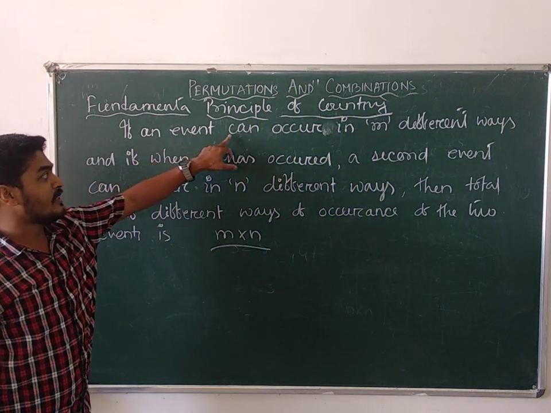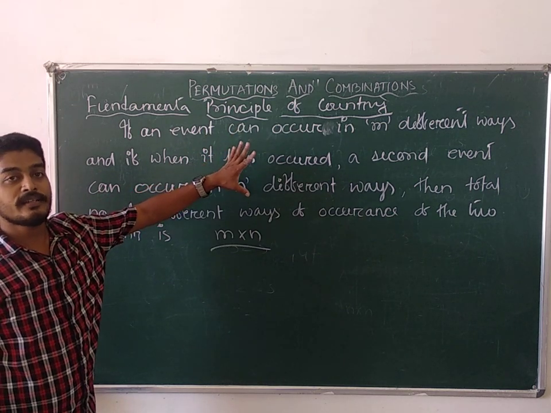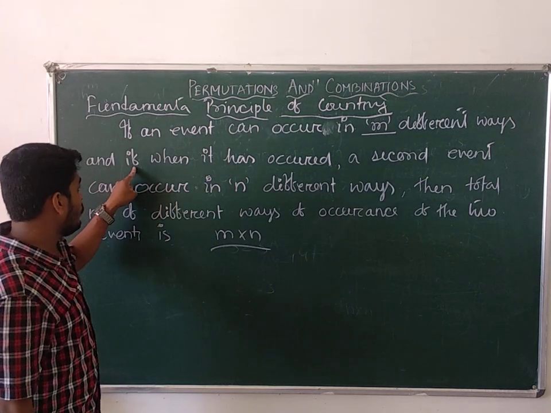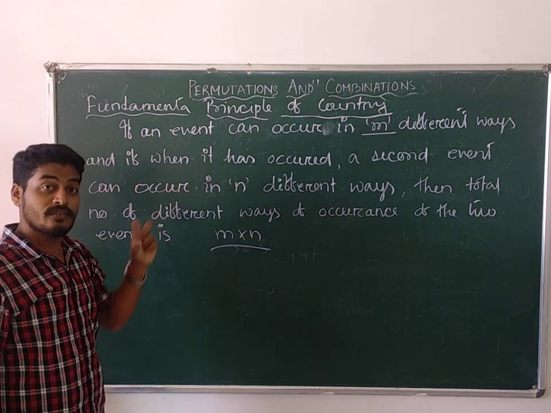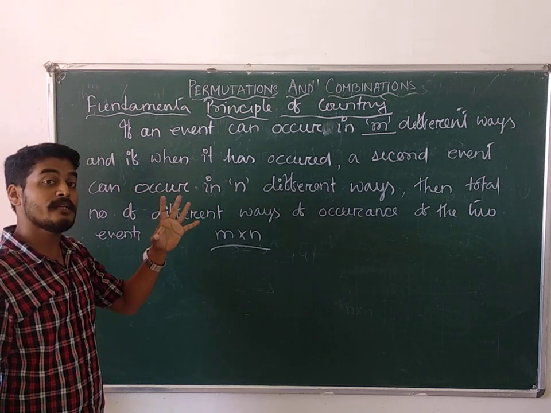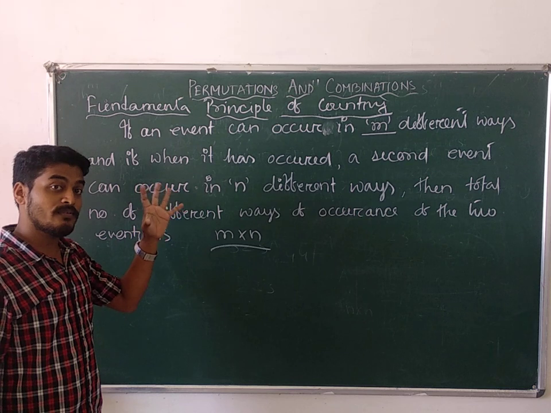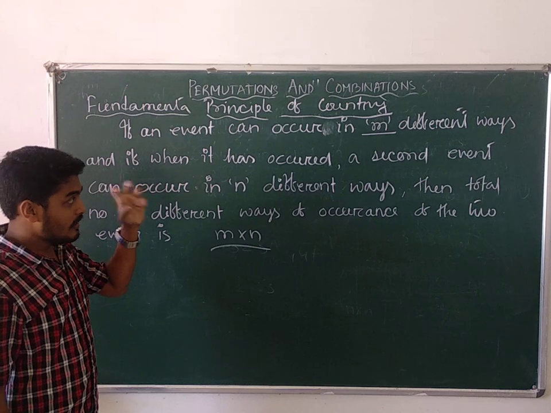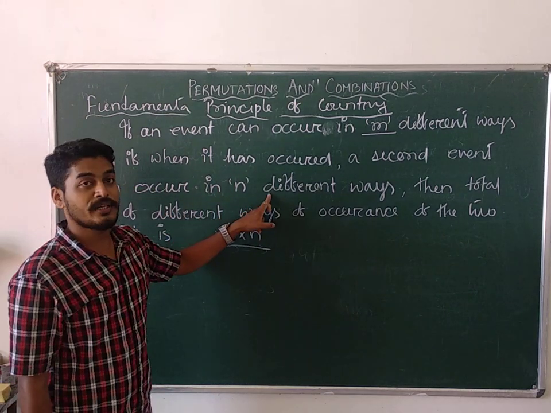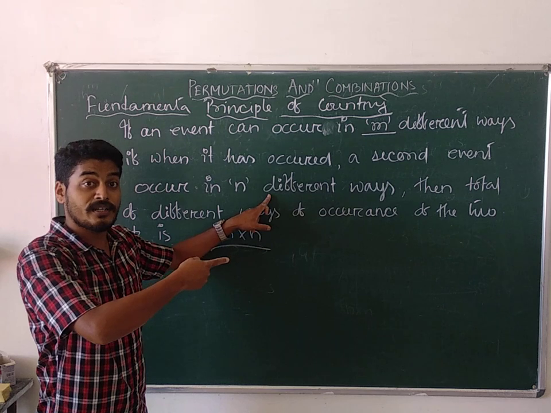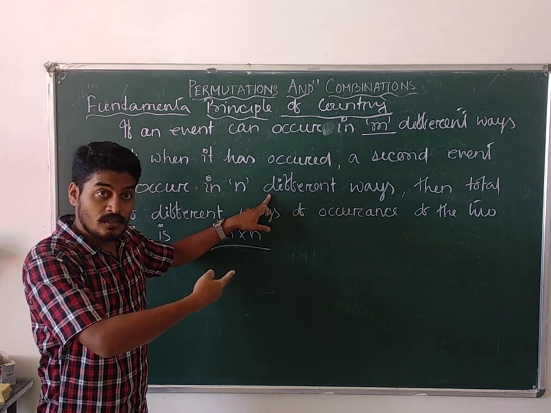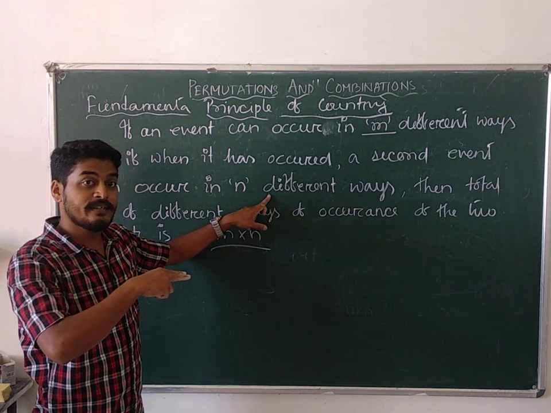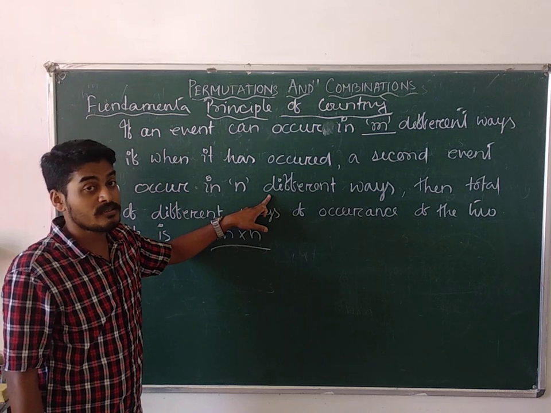If an event can occur in m ways, m different ways, and after the first event has occurred, just think about the bag and water bottle. Selecting the bag is the first event. Then a second event can occur in n different ways, that means you have to select a water bottle. How many water bottles were there? 2 water bottles. How many bags were there? 3 bags. After selecting a bag, you have to select 1 water bottle.